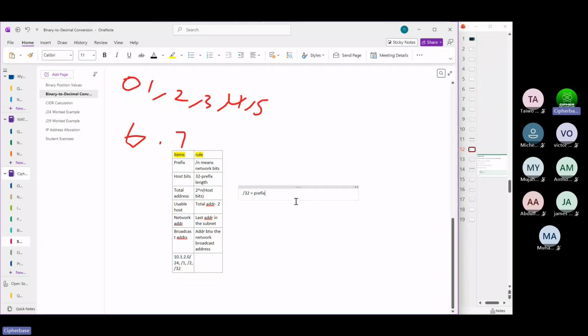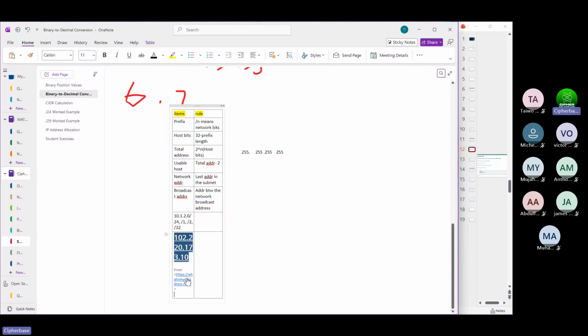So we already know that in networking, of course, the IP address looks like 255.255.255.255. We already know that this is an octet. It's 8 bits each. This is an octet and this is an octet. So let me just copy this now and put it in a table.